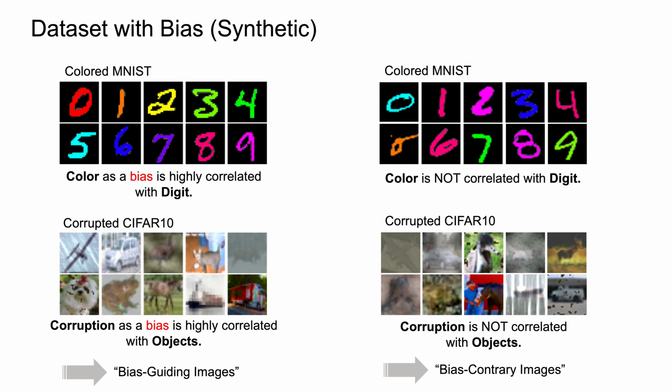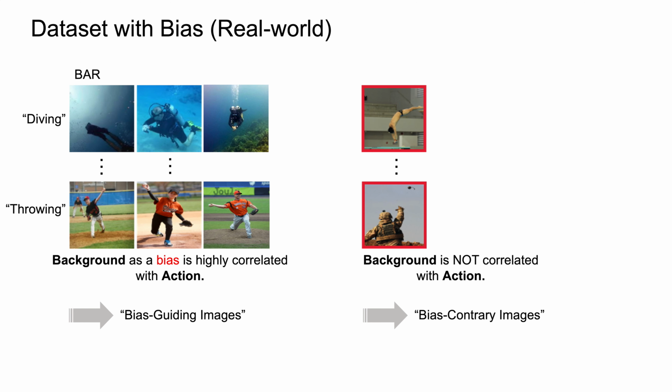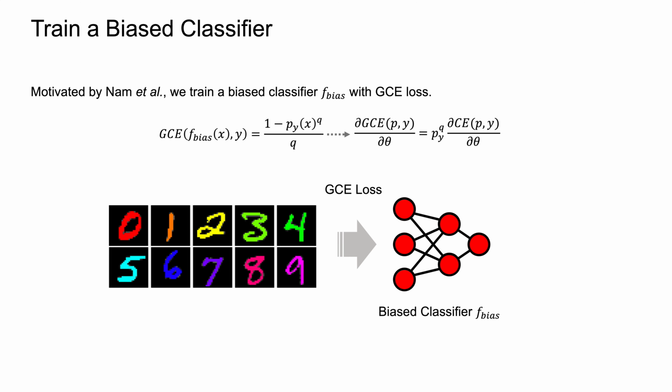Throughout the paper, we utilize synthetic as well as real-world datasets which have correlation between the bias and the class labels. The images which contain such correlation are defined as bias-guiding images, while those having no correlation are bias-contrary images. So, the first step of our proposed method is pseudo-bias label assignment.